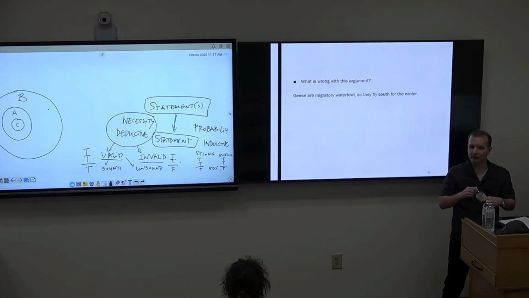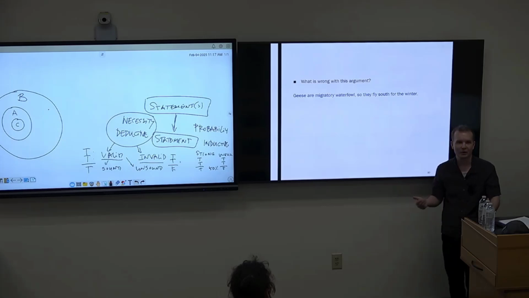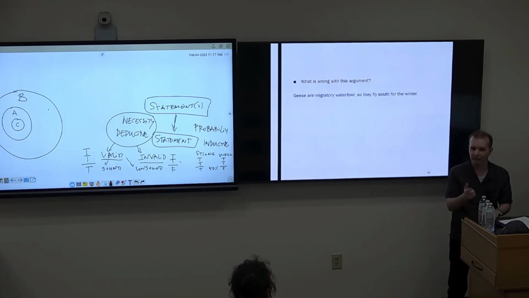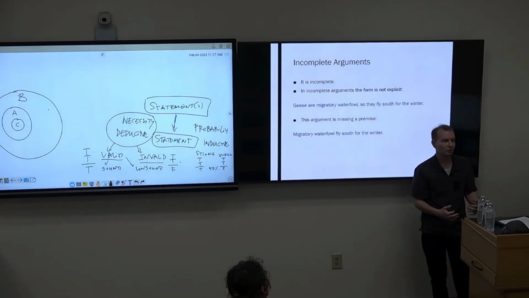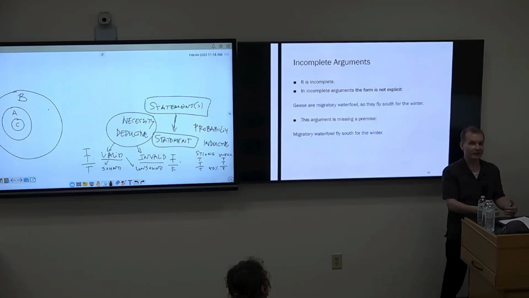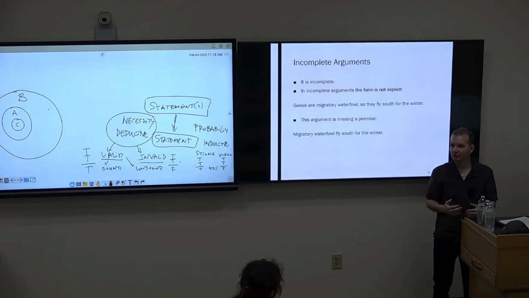Which is what? Spelling out something which they assume here. What do they assume? Yeah. Migratory waterfowl fly south for the winter. Exactly. It is assumed, right? But it's not spelled out. Geese are migratory waterfowl. Migratory waterfowl fly south for the winter, so they fly south for the winter.